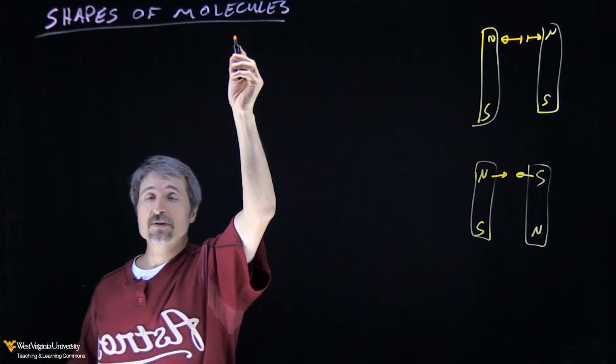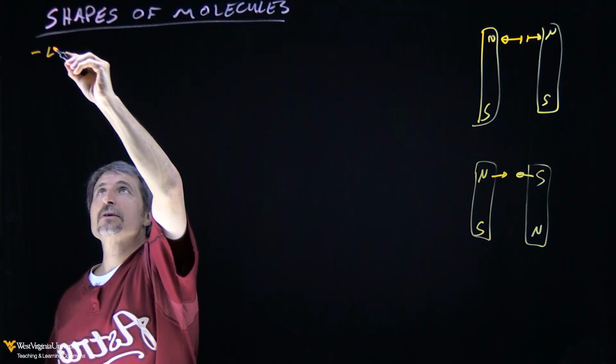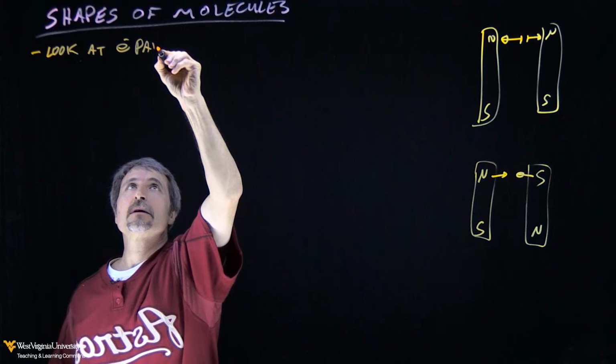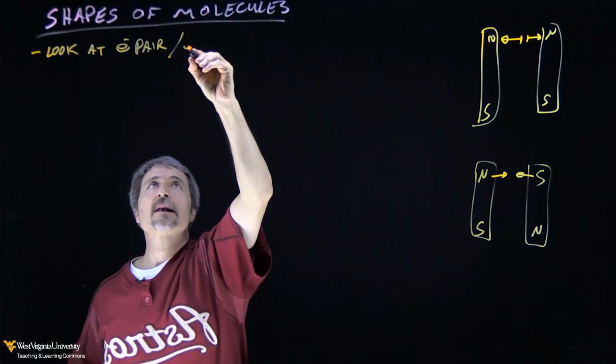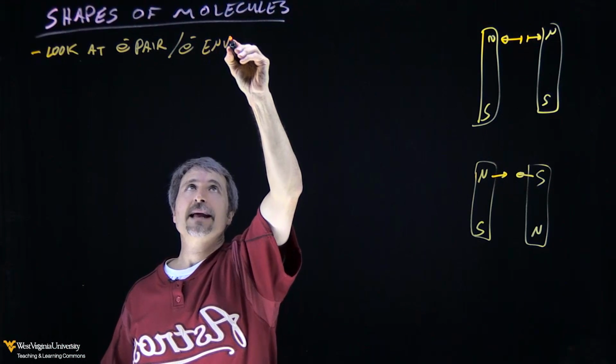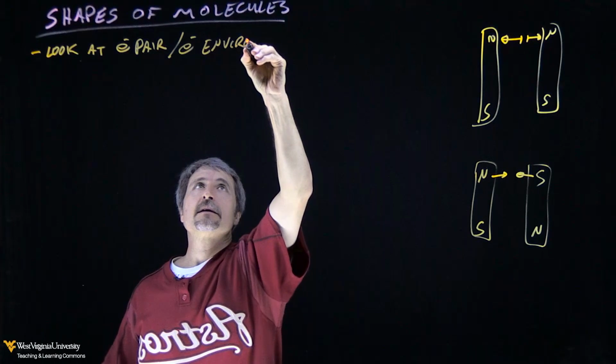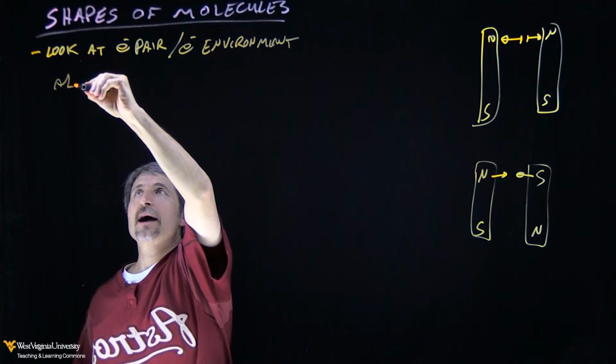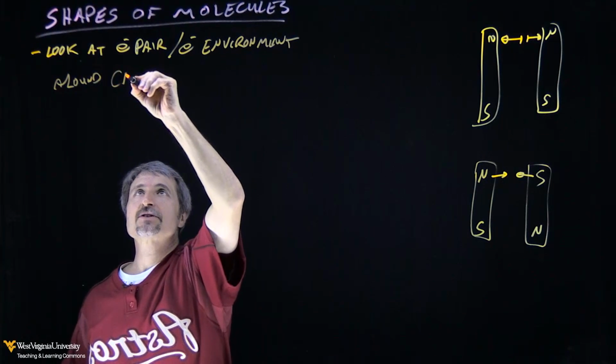When we deal with shapes of molecules, what we do is we look at electron pair or electron environment around the center atom.